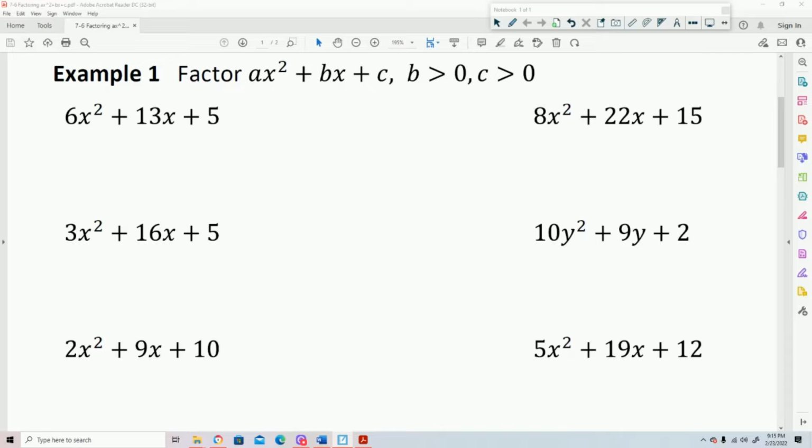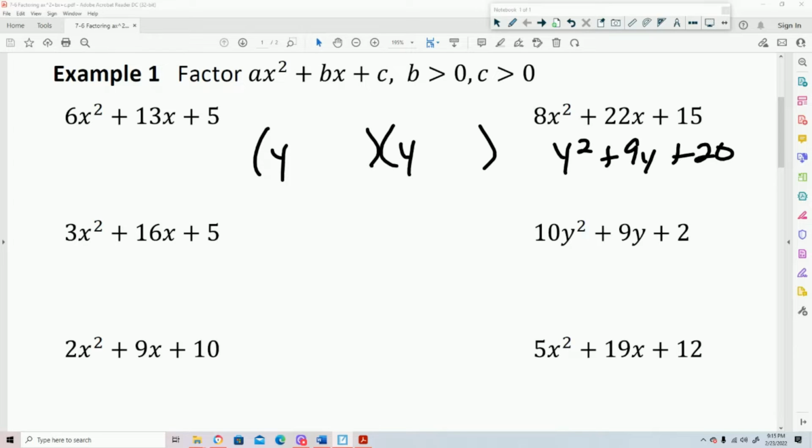Let's look at the next one. We'll do these last two and be done with this example set. I'm going to multiply that, so we get y squared plus 9y plus 20. We're going to factor that. Again, 20, we've got a 9 here. That's going to be 5 and 4. 5 plus 4 is 9. 5 times 4 is 20.